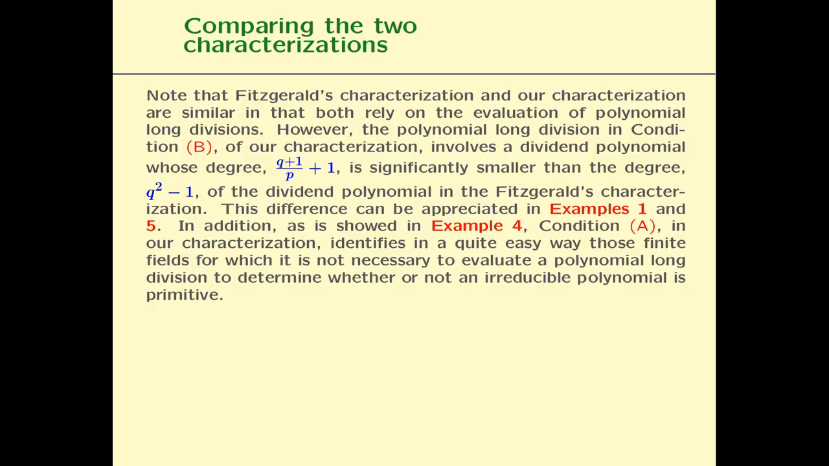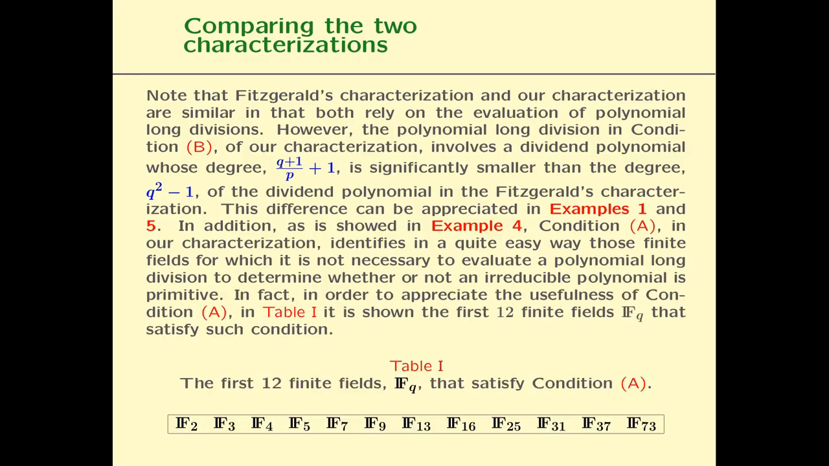In addition, as is shown in example 4, condition A in our characterization identifies in a quite easy way those finite fields for which it's not necessary to evaluate a polynomial long division to determine whether or not an irreducible polynomial is primitive. In fact, in order to appreciate the usefulness of condition A, this table shows the first 12 finite fields that satisfy such condition.